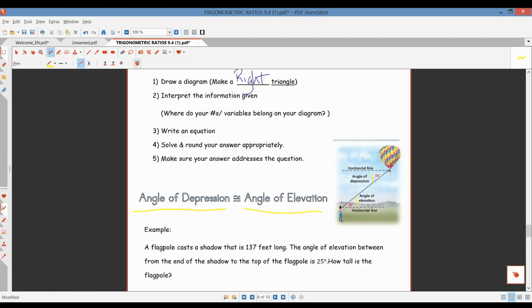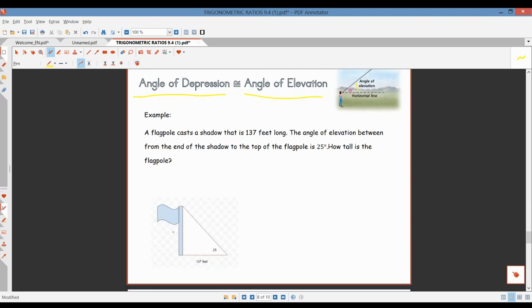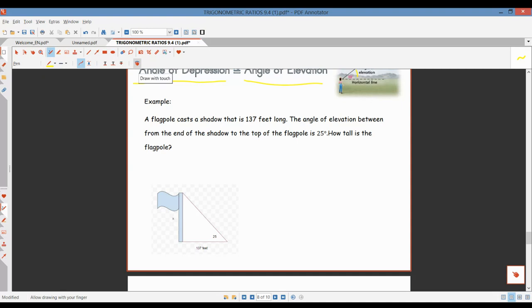So in our first example, it says we have a flagpole that casts a shadow that is 137 feet long. The angle of elevation between the end of the shadow to the top of the flagpole is 25 degrees. How tall is the flagpole? So the first thing you're going to want to do is sketch out a picture. That picture should have a flagpole and a shadow. So you can see here is my picture. So here's my flagpole. My shadow's on the bottom.